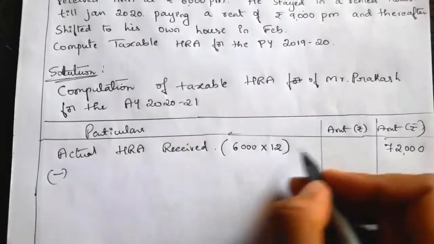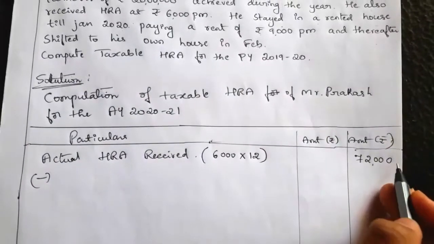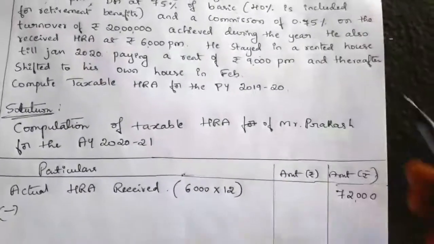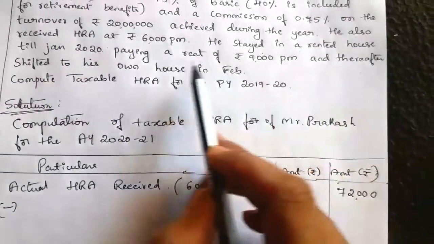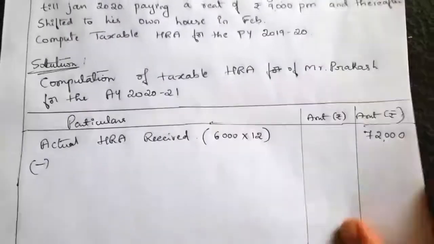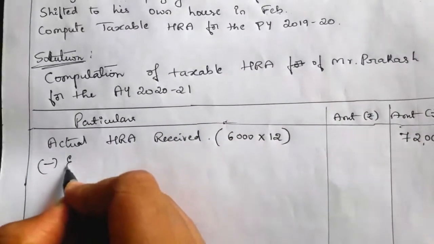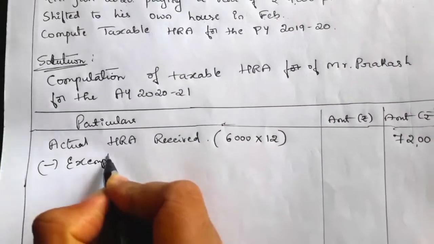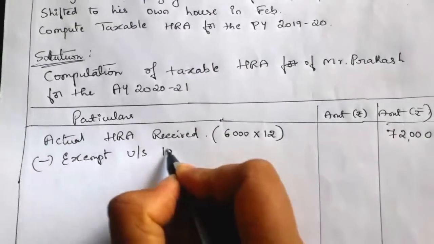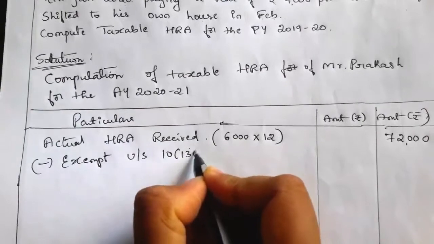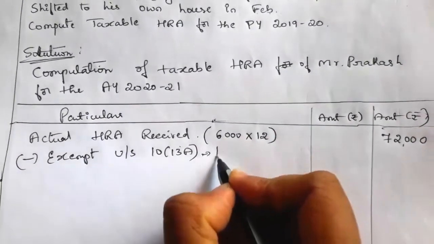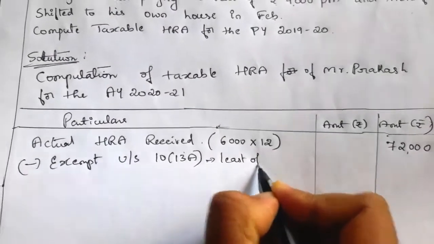The entire house rent allowance he received from his employer is not fully taxable, because he is staying in a rented house and paying rent of 9,000 per month. So he can claim exemption under section 10(13)(a). Here also we have to take the least of the following.